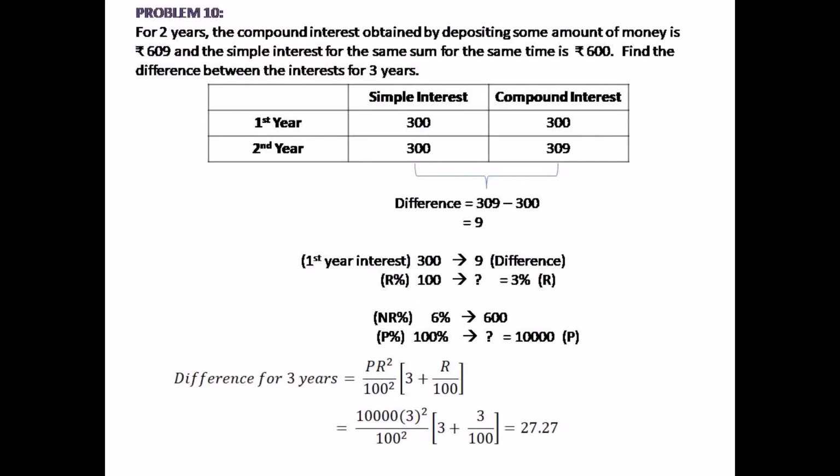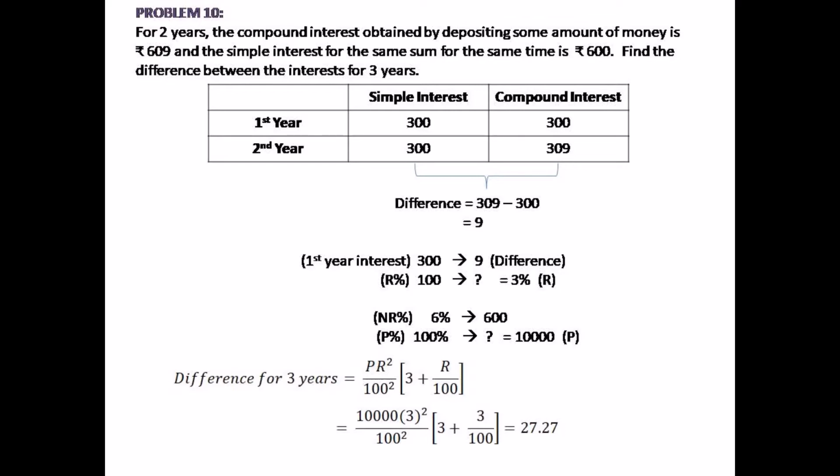For 2 years, the compound interest obtained by depositing some amount of money is rupees 609, and the simple interest for the same sum for the same time is rupees 600. Find the difference between the interest for 3 years. Here for first year, rupees 300 is given as interest for both simple interest and compound interest. For second year, compound interest is rupees 309. Difference is 9. To find the difference for 3 years, first we have to find the rate and the principal amount. If 300 gives 9, then 100 gives what? By seeing itself we can say that it is 3%.